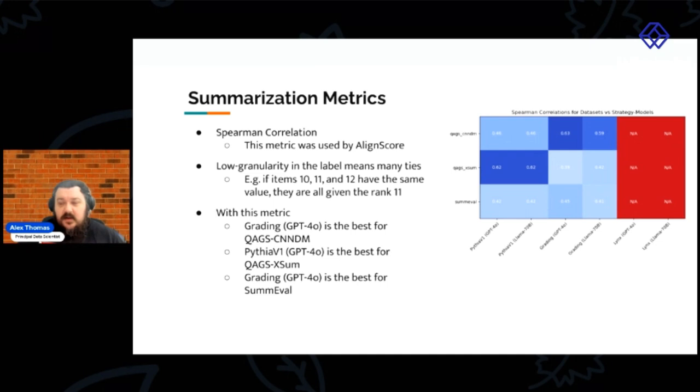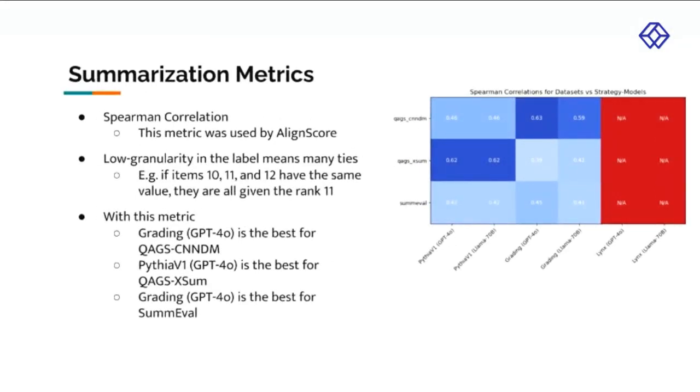So with this one, Links, for example, just to explain why that was there, it doesn't actually support summarization. It just supports RAG Q&A. But with this metric, it looks like Pythia's doing very well for XSum, but the simple grading prompt is doing the best for the others.